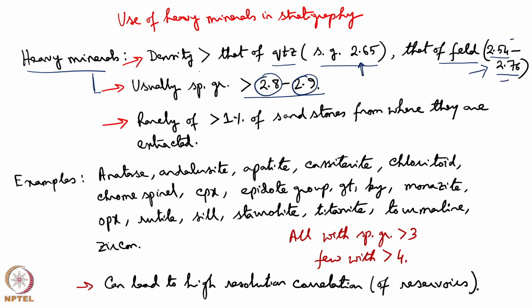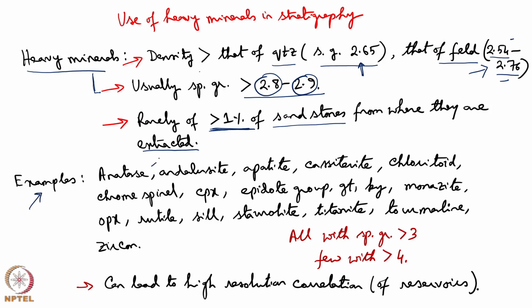How to do the heavy mineral studies? First of all, we have to collect the heavy minerals, and rarely more than 1% of sandstone from where they are extracted can give good amount of heavy minerals, which means voluminous rock samples such as sandstones to be collected and then the heavy minerals to be extracted. What are the heavy minerals?